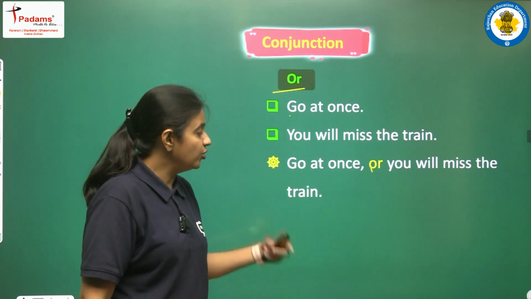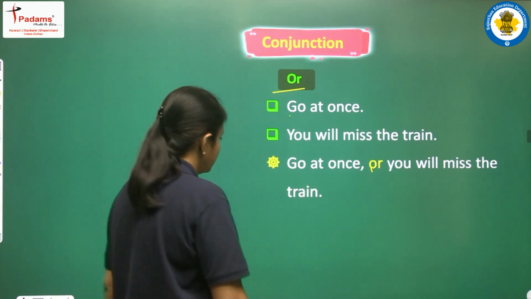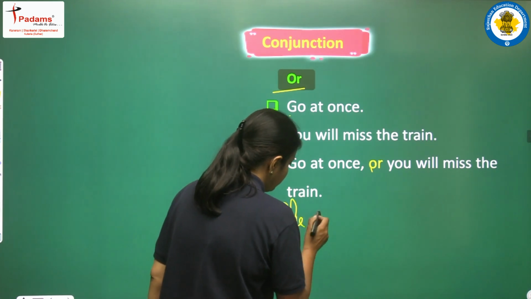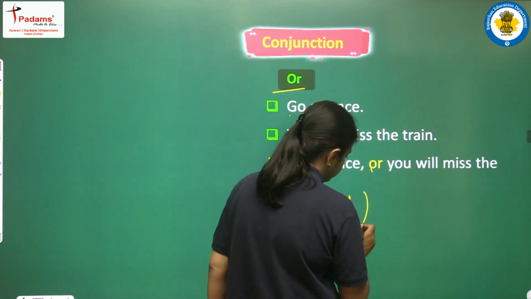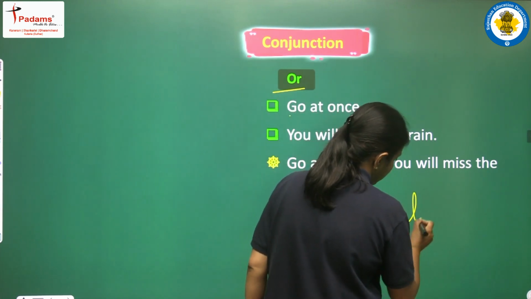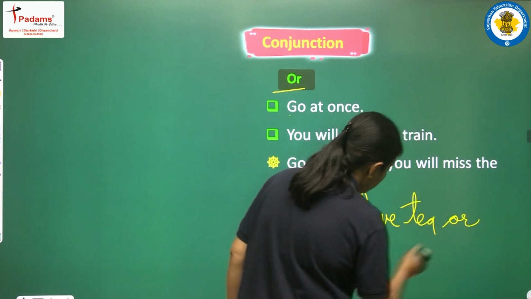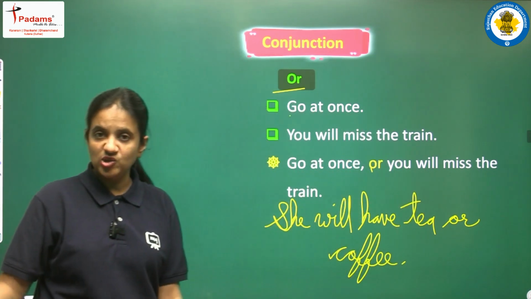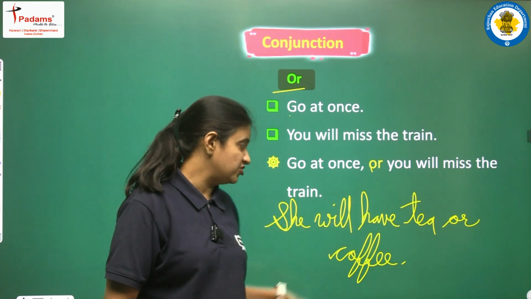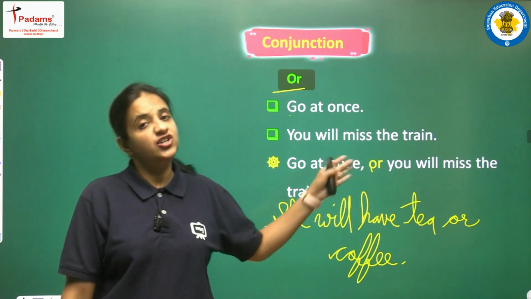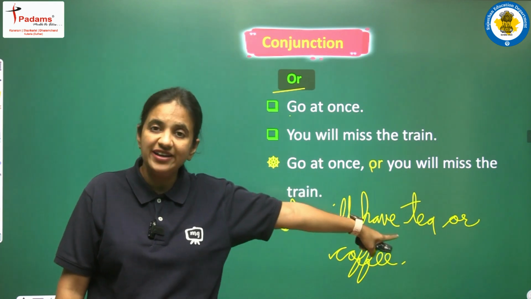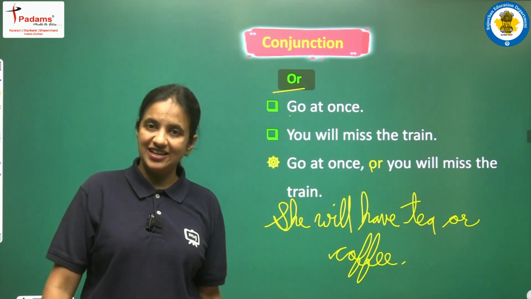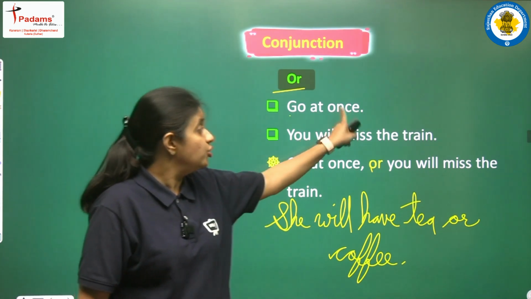Okay, and there is one more way we can use or in a sentence. Suppose we are having two options, so we can use it like this: she will have tea or coffee. In this manner also, or can be used in a sentence when we are showing two options, right? We are saying that she will have tea, she will have coffee, and we are using or here. So the sentence will be: she will have tea or coffee. In this manner this conjunction, that is or, is used to show two options.